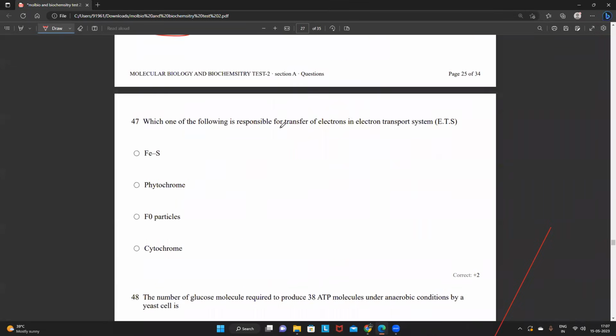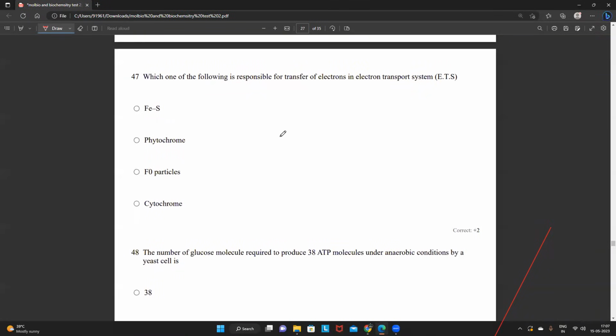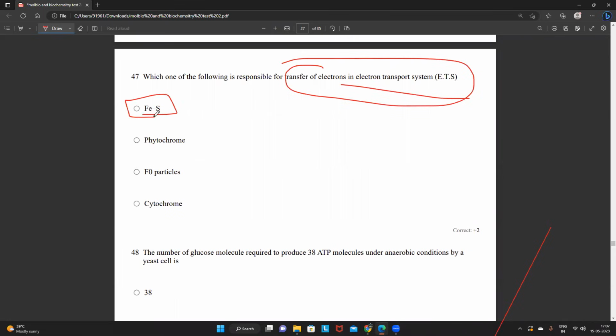Simple point. Which one of the following is responsible for transfer of electrons? It's a direct question. You people have to remember this. Iron sulfur protein is not involved in the transfer of electrons. Phytochrome, no. You know, right? Phytochrome is involved in the absorption of light.